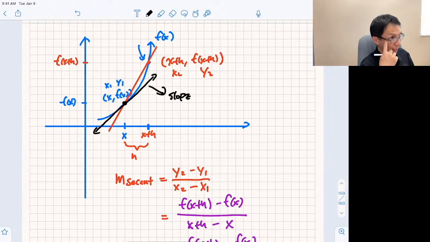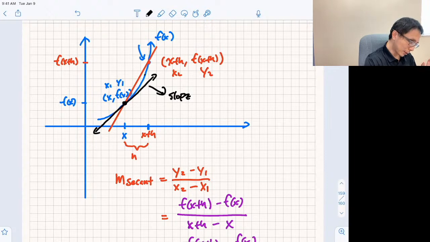How am I going to find that slope? Then you say, okay, well, I know this h. h is what creates those two points, right? What if I can somehow use a limit, reduce that h to 0? If I reduce that h to 0, what will happen? I will show you in a second. Let me get a computer out so that way you can see it.